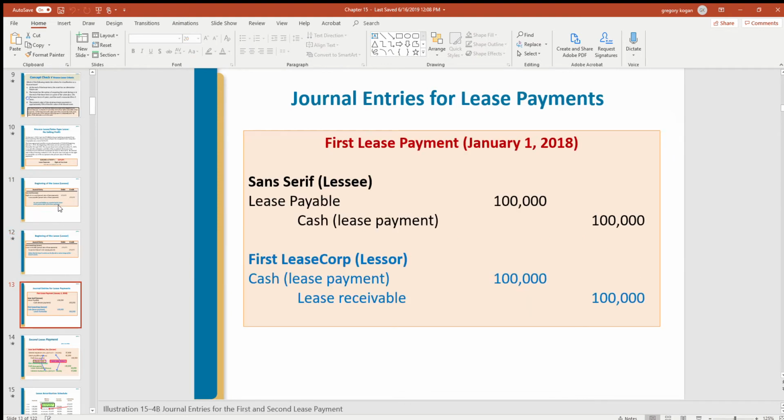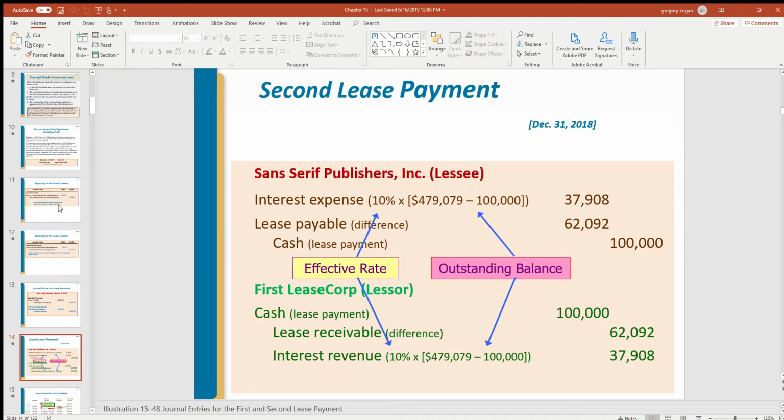Now the first payment occurs and it's $100,000, and the lessee debits lease payable because they made the payment, and they credit cash, and the lessor received the cash and they credit lease receivable, right? So what happens next? Second lease payment, what we have is cash, $100,000, and then we have lease payable. This is for the lessee, is $62,092.